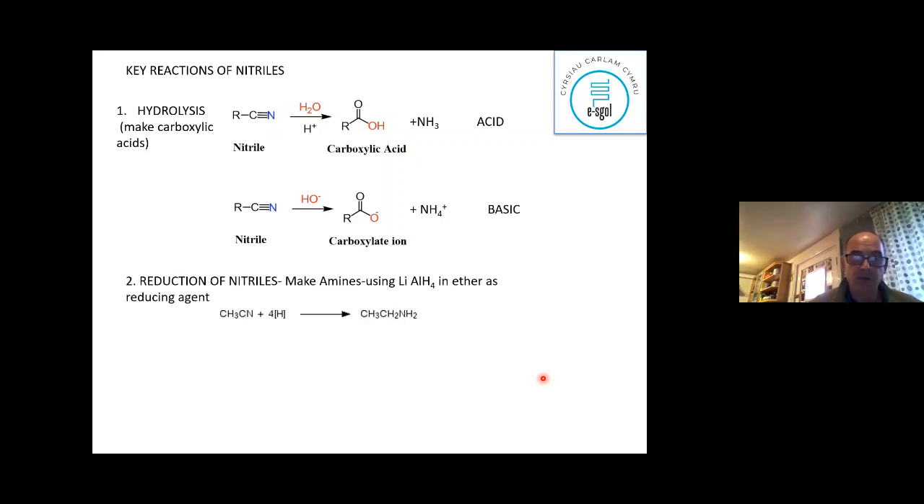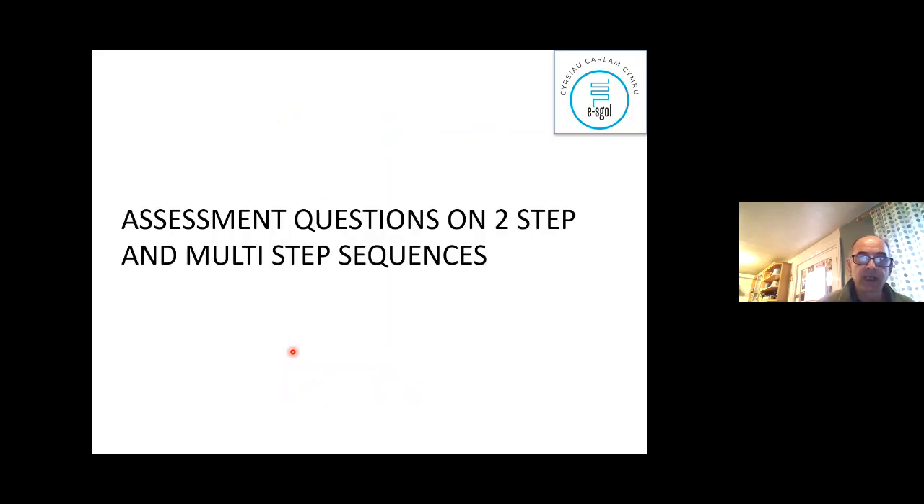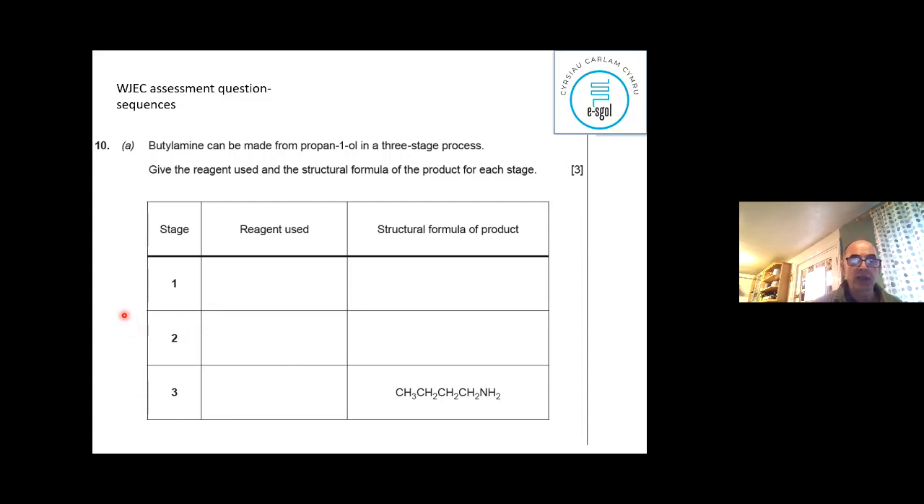Reduction of nitriles, very important to form amines. Ethanenitrile forms ethylamine. We've got 2-methylbenzonitrile forming 2-methylbenzylamine. So the carbon gets 2 hydrogens and the nitrogen gets 2 hydrogens to form the amine. Okay, let's have a look at some questions where we put a lot of those reactions and reagents together.